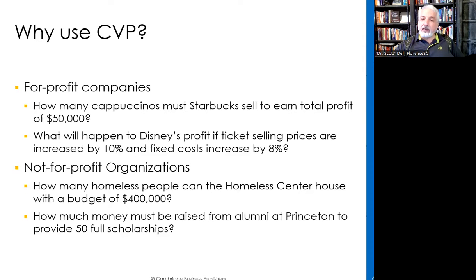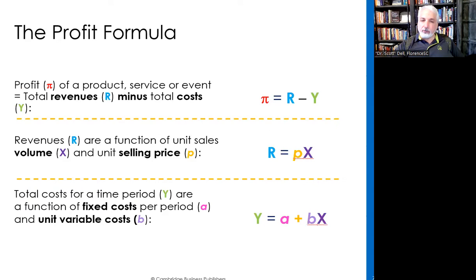How about nonprofits? Homeless people, how many can we house with a budget of 400 grand? Or how much money can be raised from alumni to provide 50 scholarships? So we might have targeted goals, but we're asking the questions and the relationships.